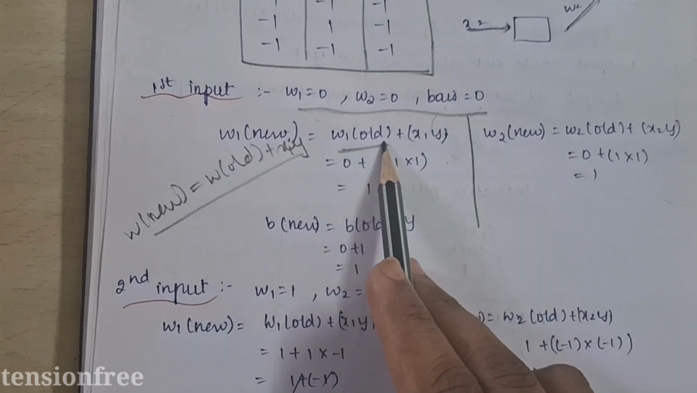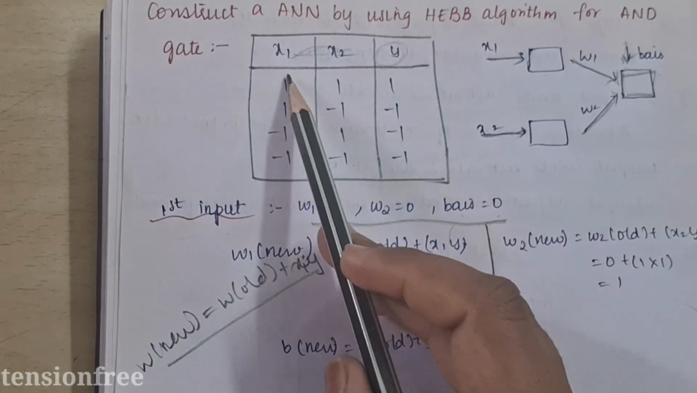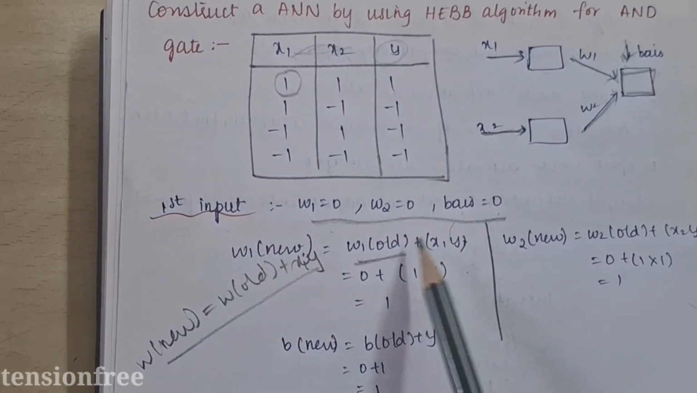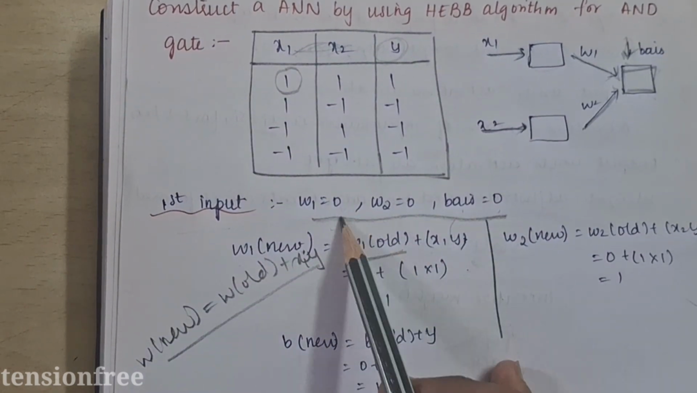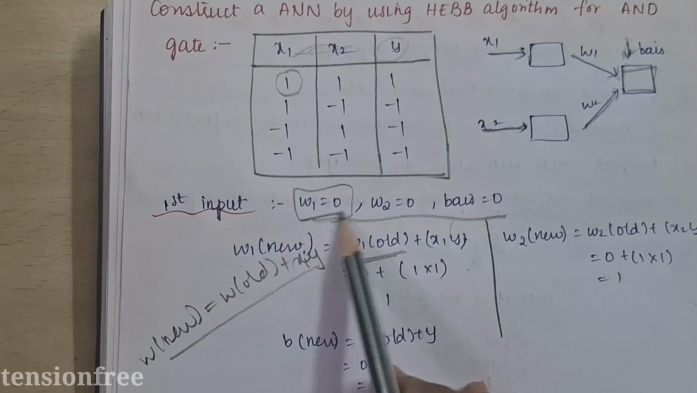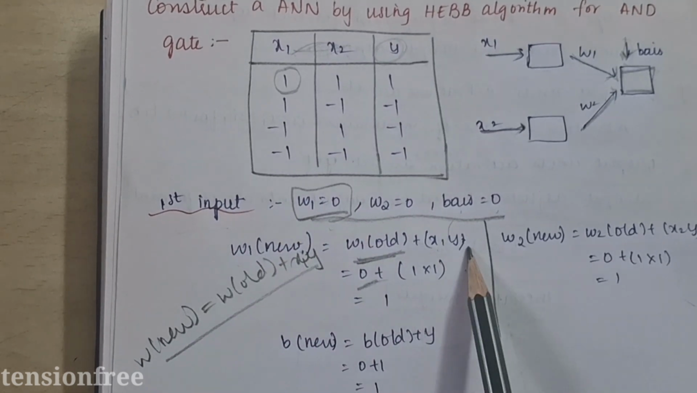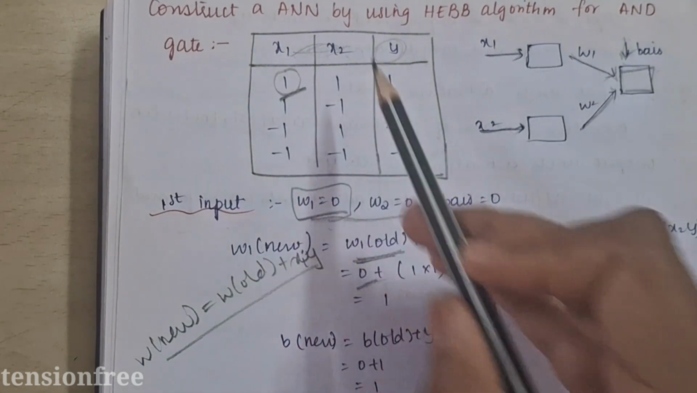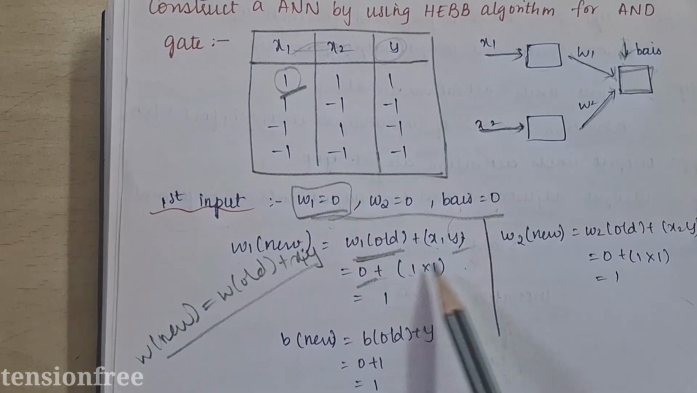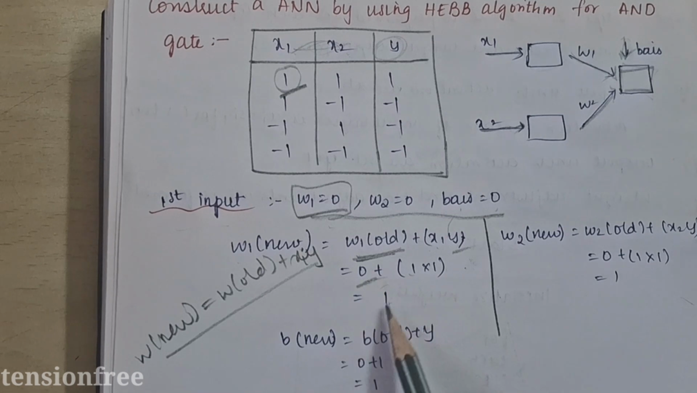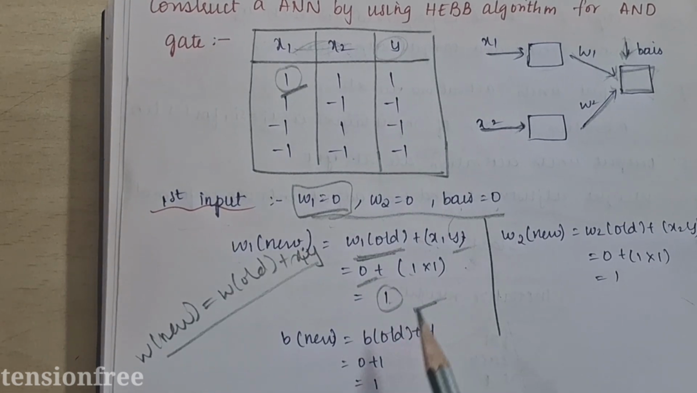What is the W1 old? Look at the weight of this. What is the old weight? It is 0, we are initializing it to 0, right? We will be writing 0 plus x1 y. What is x1? 1. And what is the y value? 1. 1 into 1 is 1. 0 plus 1 is 1. This is the first new, updated weight.